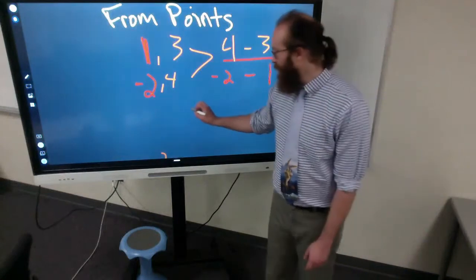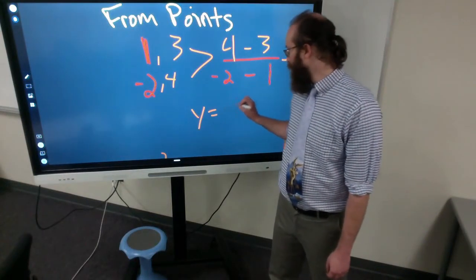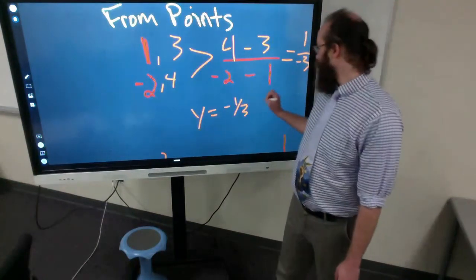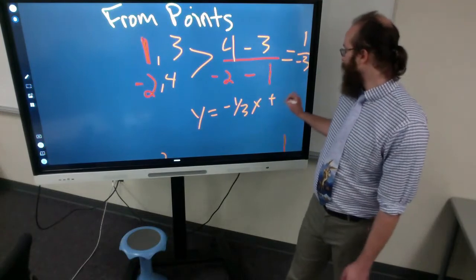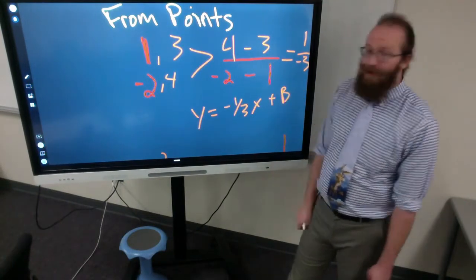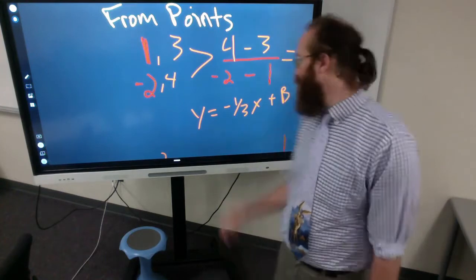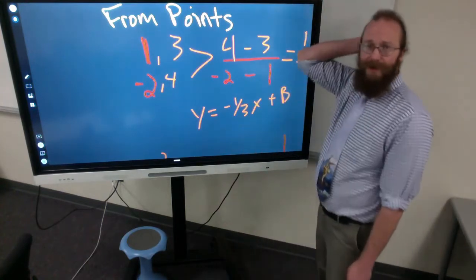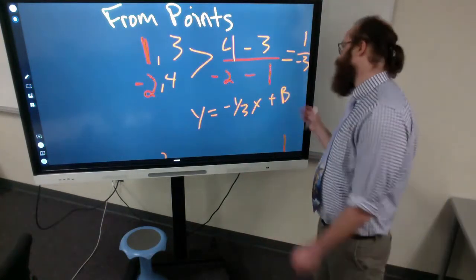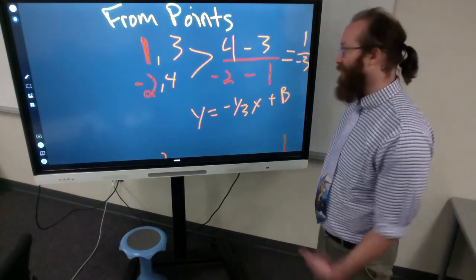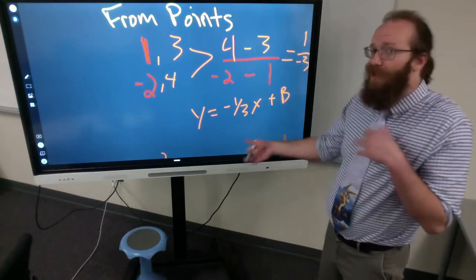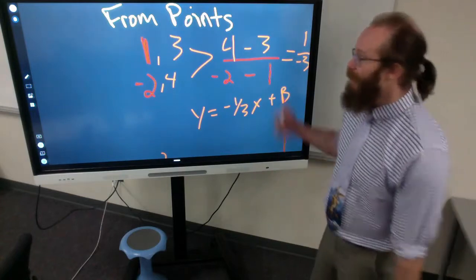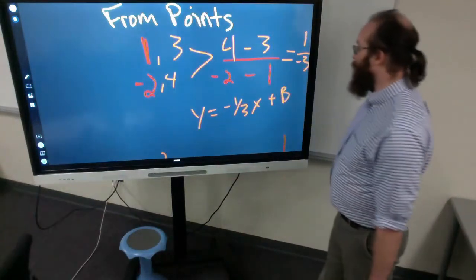Now we can plug that into our equation. Y equals negative 1/3 x plus a, or plus b. The only difference is if we were doing a geometric, it would be negative 1/3 raised to the x power times the a value. So that's the only difference that we would have between arithmetic and geometric. And remember, I'd either tell you or I'd give you more points.